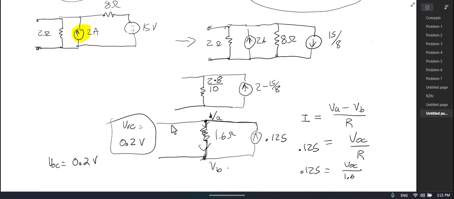In the actual problem, it has the 2 amps before the ohms. So I was wondering if that affects the problem. It probably doesn't, so hold on just a second.